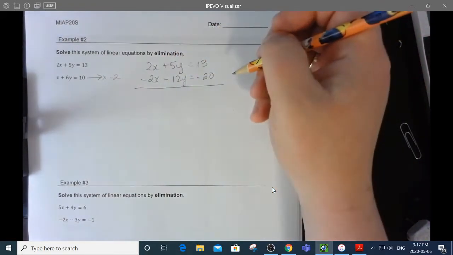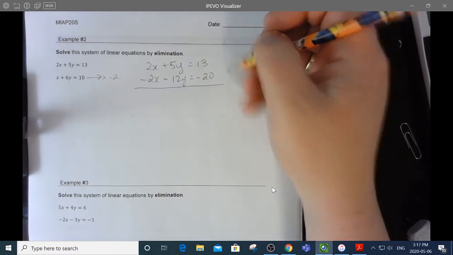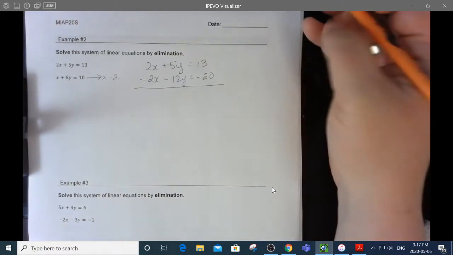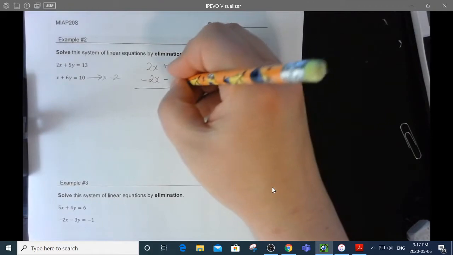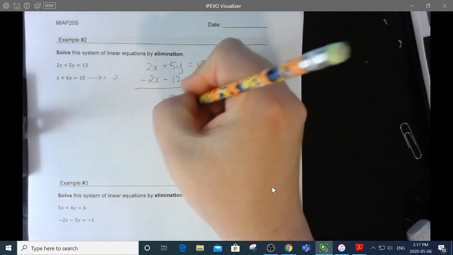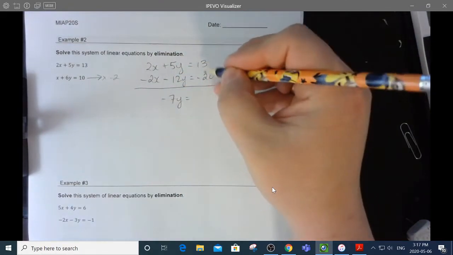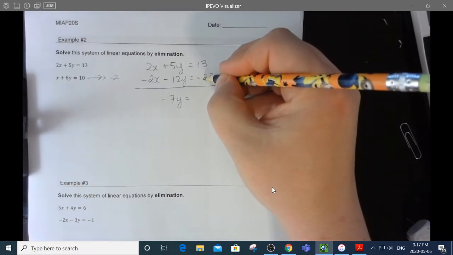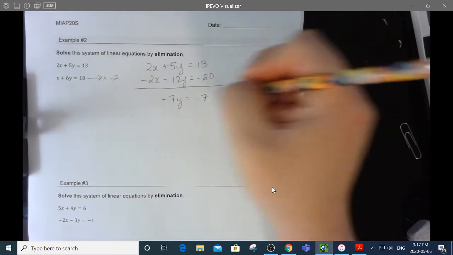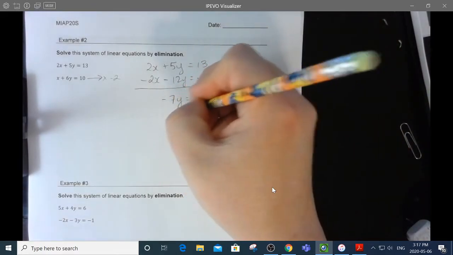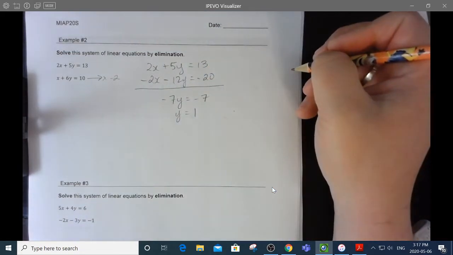2x add -2x is nothing, which is the point. I've eliminated one of the variables. 5y's add -12y's is -7y's. And 13 add -20 is -7. Divide both sides by -7, and I get 1.